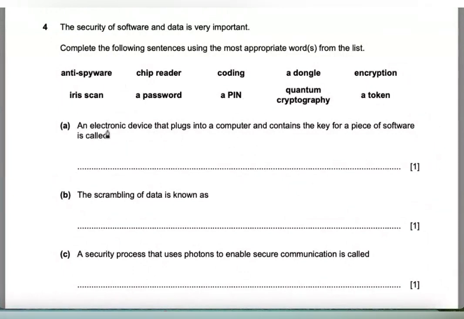Okay, now the first one: an electronic device that plugs into a computer and contains the key for a piece of software is called what? An electronic device. A device is not an encryption. Encryption is a coded way of making a message unintelligible for those the message is not intended for. So anyone who doesn't have the key will not be able to read the message. You make the message unintelligible. So we say a device. This one is a device. You know what we mean by a device? An electronic device that plugs into a computer and contains a key for a piece of software.